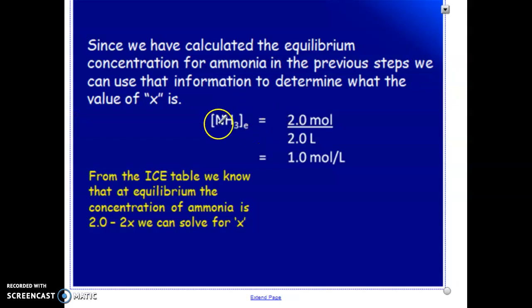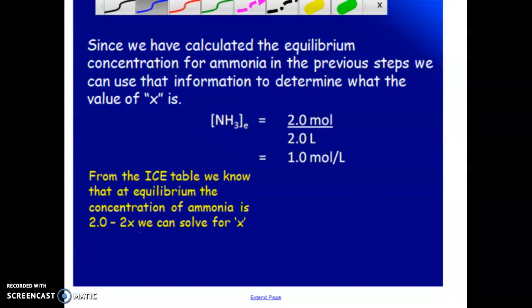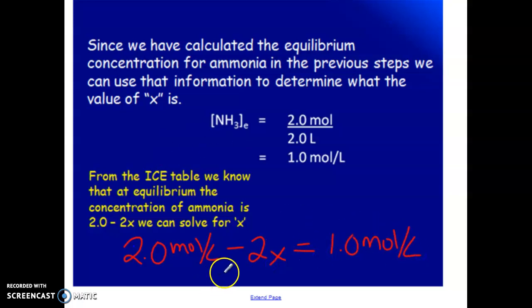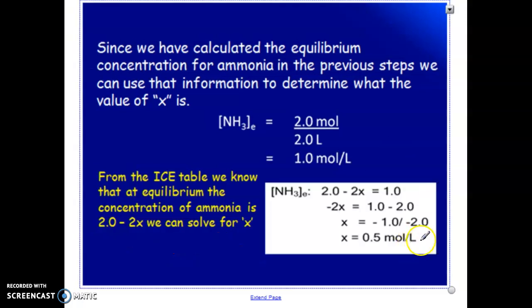So when we're trying to determine equilibrium values for ammonia, we have that expression. So 2.0 moles per liter minus 2x is equal to 1 mole per liter. So essentially, if we were to rearrange this and solve for x, we would get a value of 0.5 moles per liter. Right? So you just take your expression, you rearrange.